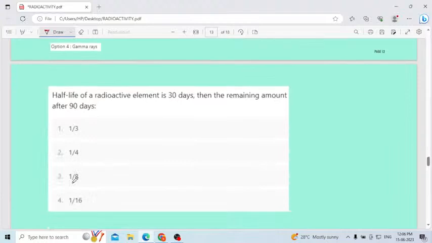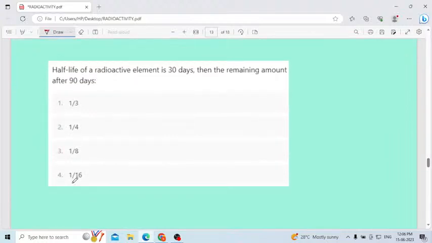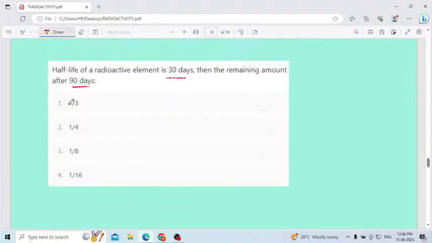Gamma rays. The next question: the half-life of a radioactive element is 30 days. Then what is the remaining amount after 90 days? Understand the question, what is given here. The half-life of a radioactive element is 30 days. T half is given. The remaining amount after 90 days.